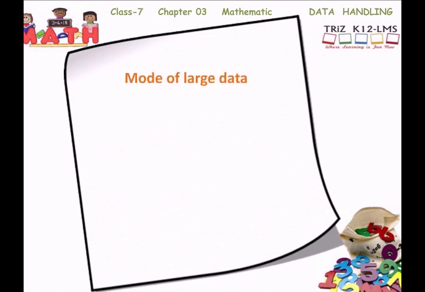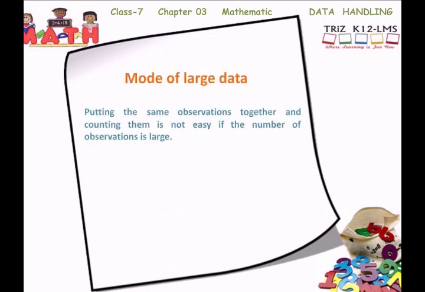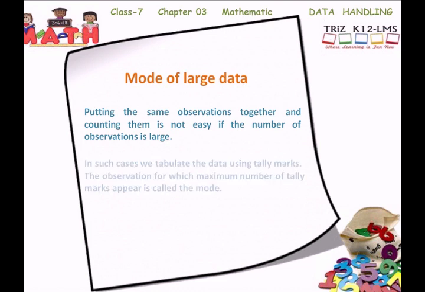Mode of large data. Putting the same observations together and counting them is not easy if the number of observations is large. In such cases, we tabulate the data using tally marks. The observation for which maximum number of tally marks appear is called the mode.